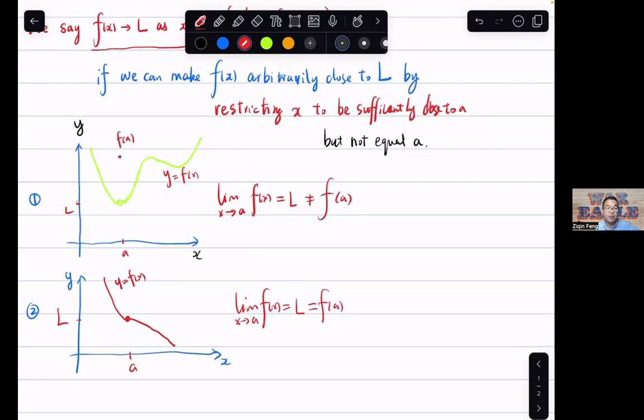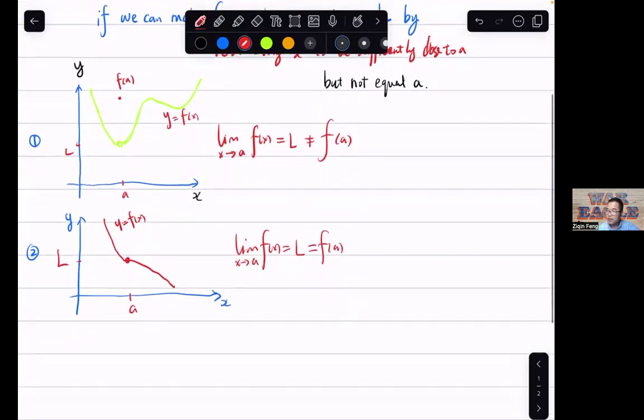Two examples. See, under some situations, the function value gets closer and closer to the limit, but this limit may not, or could, be the function value at A. Sometimes f of A may not even exist.